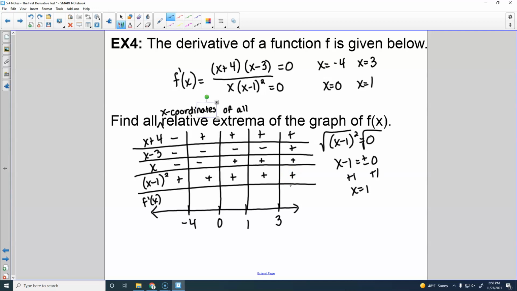So then we're looking at, here we've got an odd number, so that's negative. Even, so it's positive. Odd would be negative. Odd again is negative, and then even is positive there. So here is our line that gives us our answers.